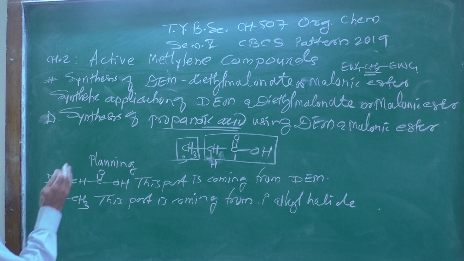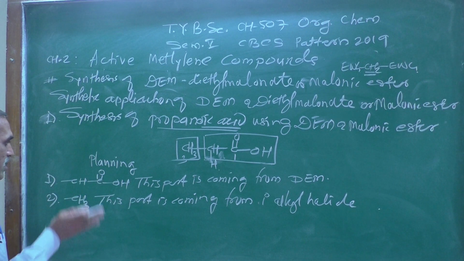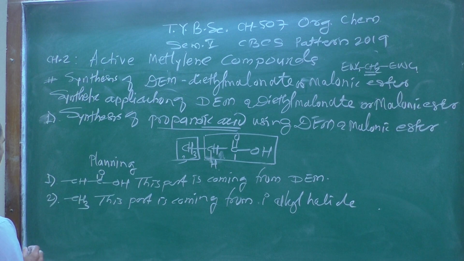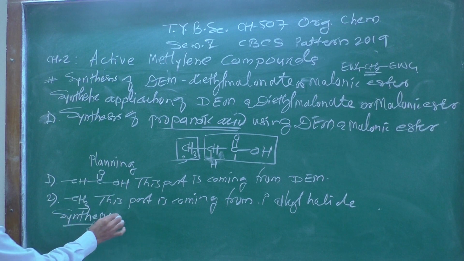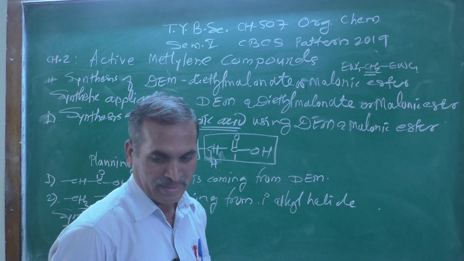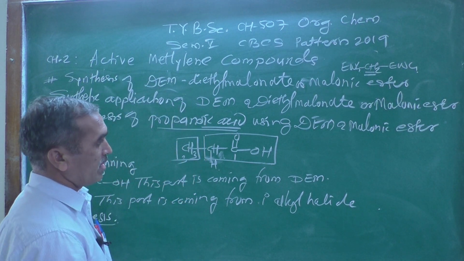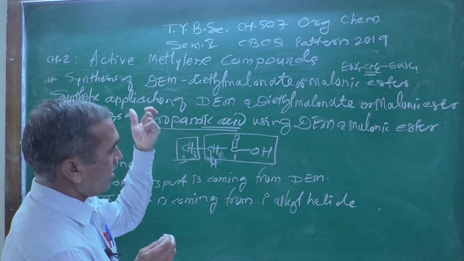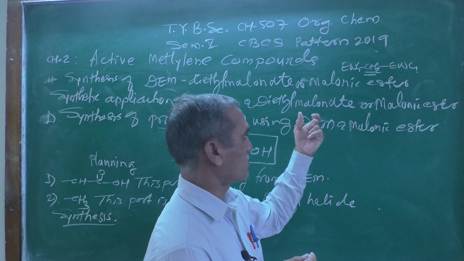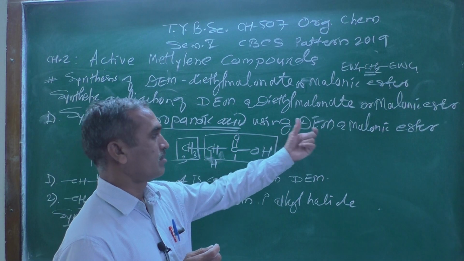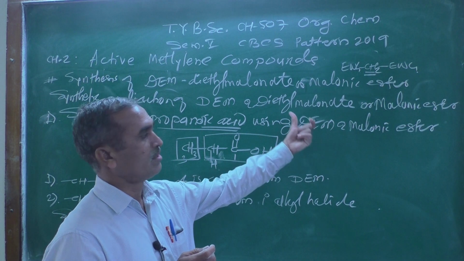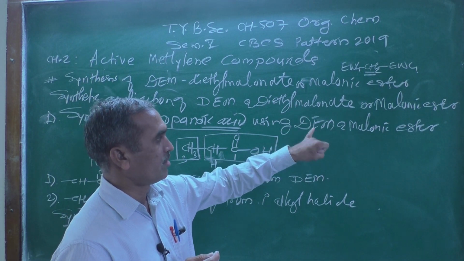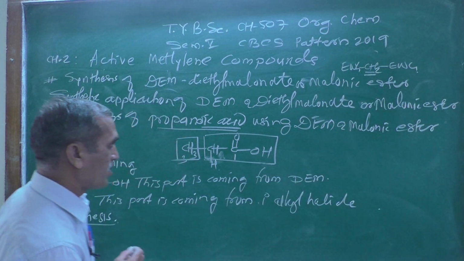Now here, after finishing planning, the next point we are going to study is synthesis, right? Once you do the synthesis, they have provided us the end product as well as the starting material. Start the synthesis from the given starting material, diethyl malonate or the malonic ester.